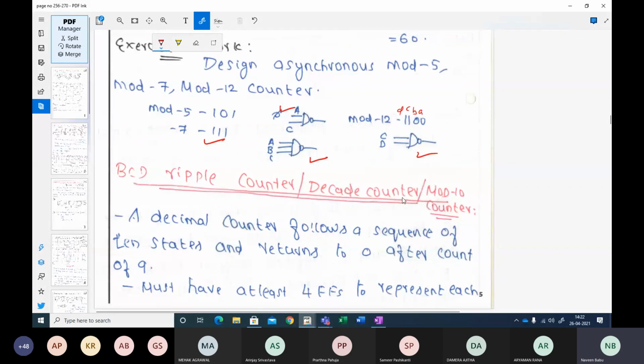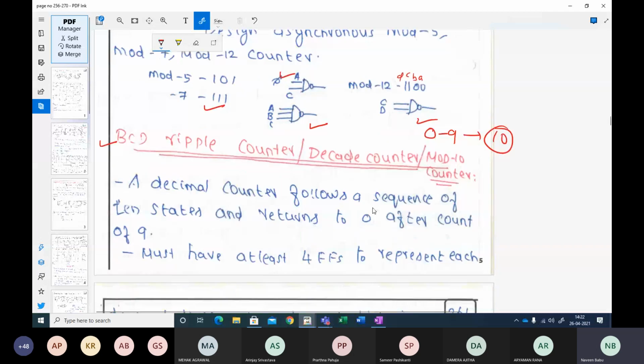Now let us move on to a decade counter. In fact, the other name of a decade counter is a BCD ripple counter. Why BCD ripple counter is because we count from 0 to 9. So how many states are here? There are 10 different states: 0, 1, 2, 3, 4, 5, 6, 7, 8 and 9. So 10 different states are there. Hence, these kinds of counters are called ripple counters, or the other name is a mod 10 counter.